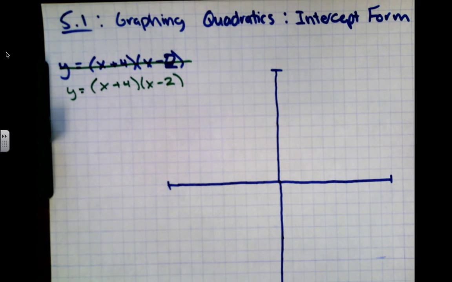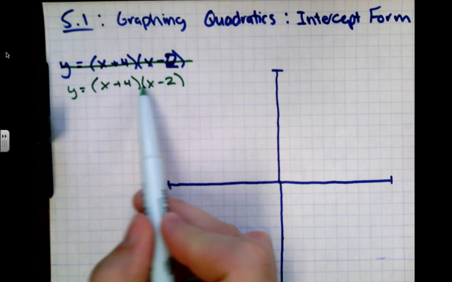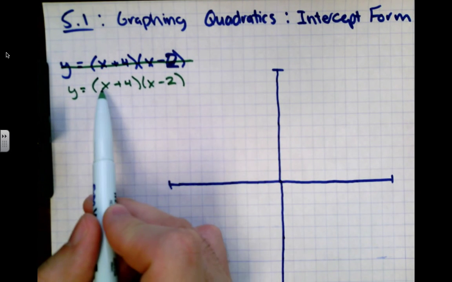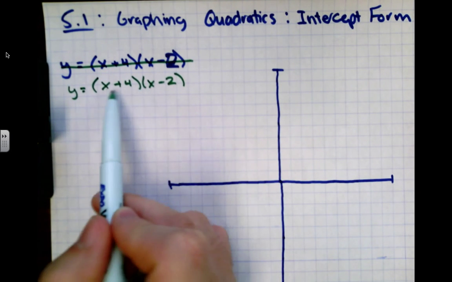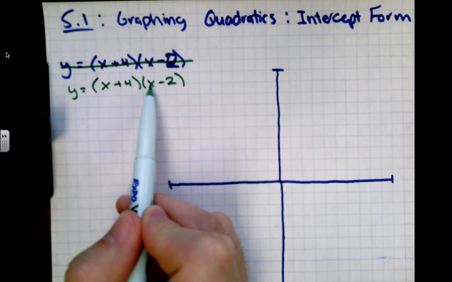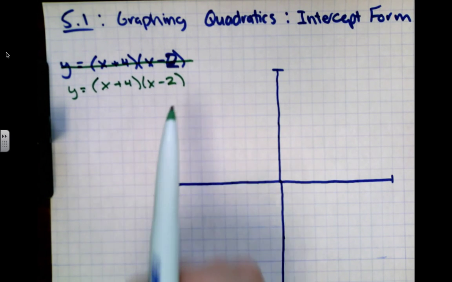What we're going to take a look at here is graphing quadratics that are in intercept form. And the quadratic that we'll work with is y equals x plus 4 times x minus 2. So intercept form is written as two binomials. A binomial is just having two terms, x plus something or x minus something, and then another binomial, x minus something or x plus something on the other side.